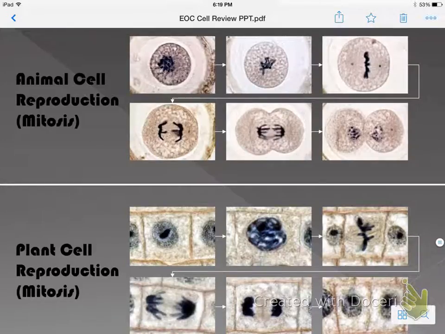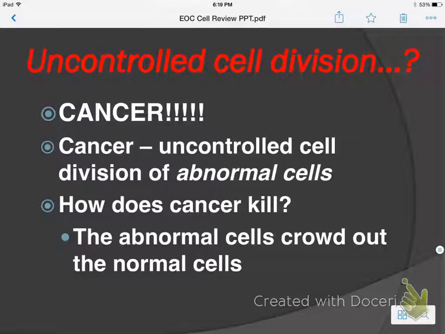So here's just a picture. As you see, they're lining up. You know that's metaphase. This is prophase. Anaphase, they pull together. Telophase, they're pulling even further apart. Cytokinesis, and interphase is over here.